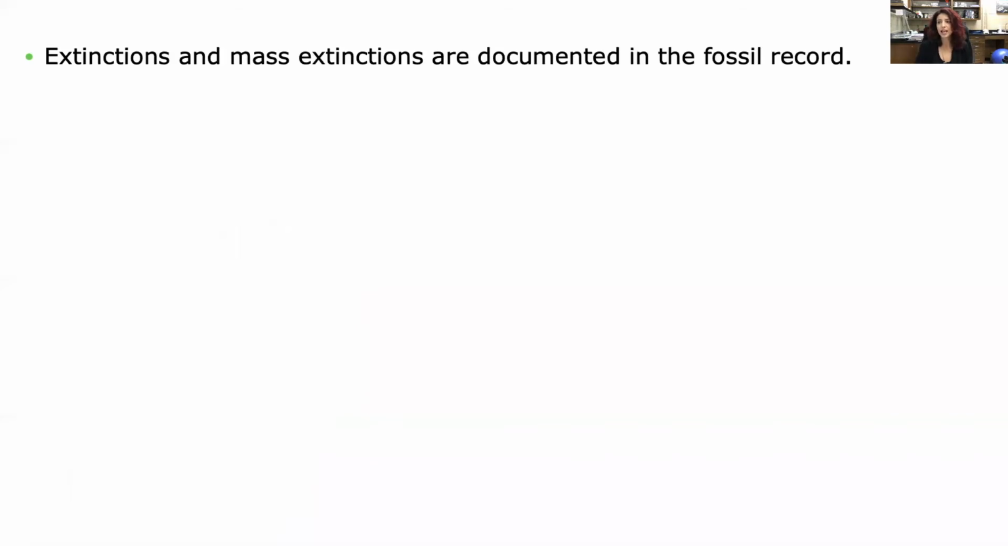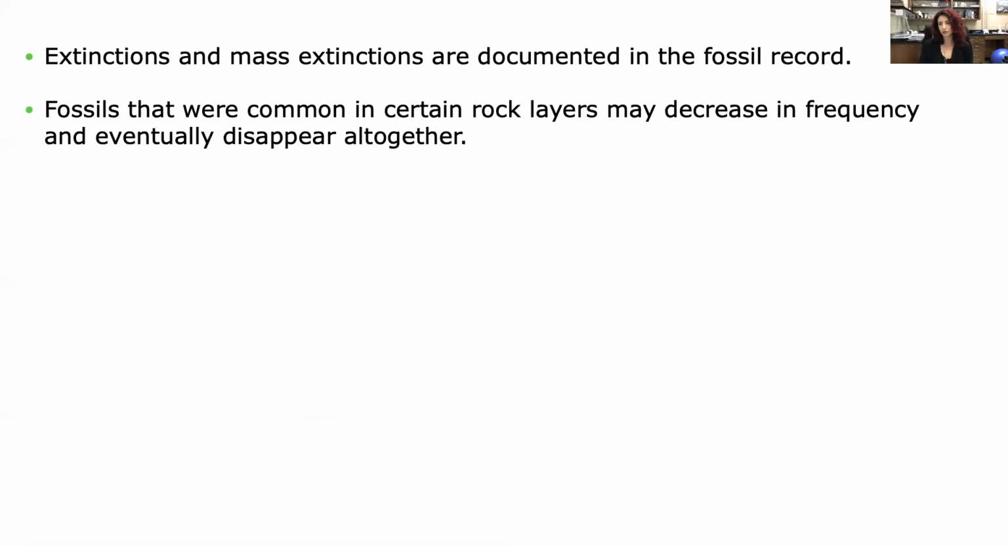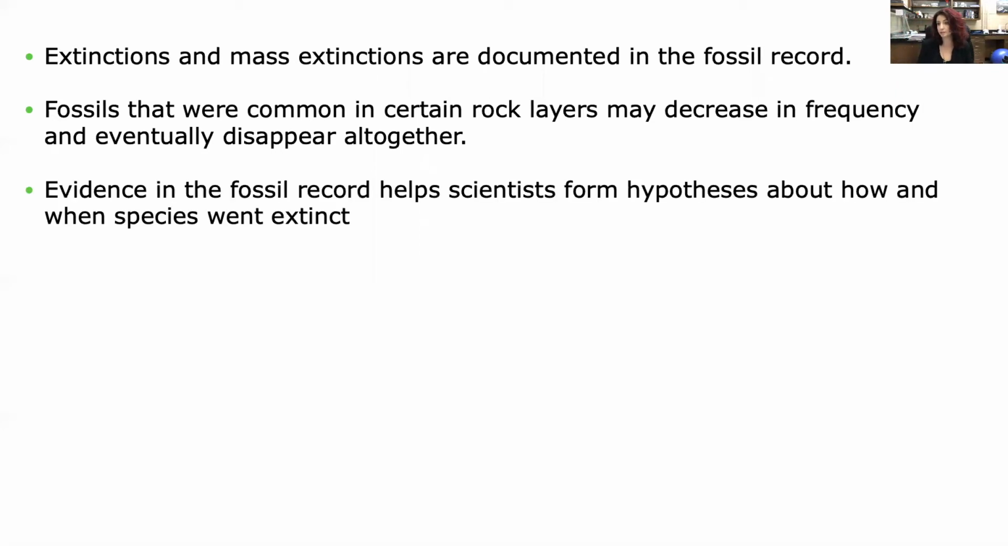So extinctions and mass extinctions are documented in the fossil record. Fossils that were common in certain rock layers may decrease in frequency and may eventually just disappear altogether. That's how we know an extinction event occurred. It's just the organism was there, they were there, and we get to a rock section where they disappear completely. That's how we know that they went extinct.